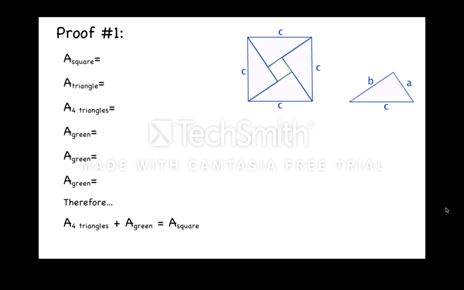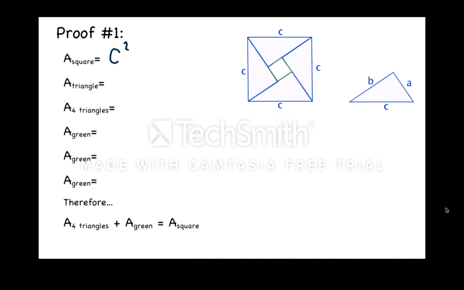First, we're going to look at the area of the square by itself. I know that the area of a square is the length of one side times the length of that side. So the length of one side is c, so I know that the area of the square is c times c, or c squared.